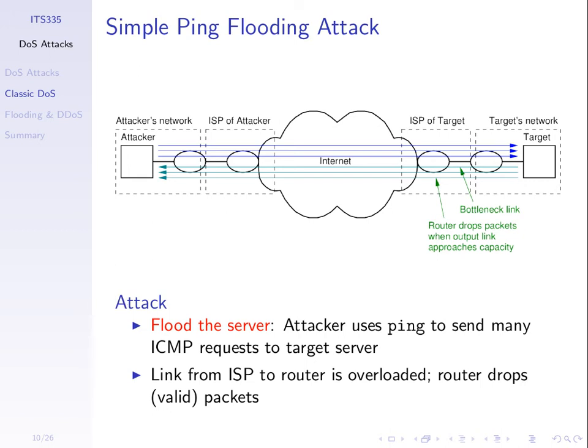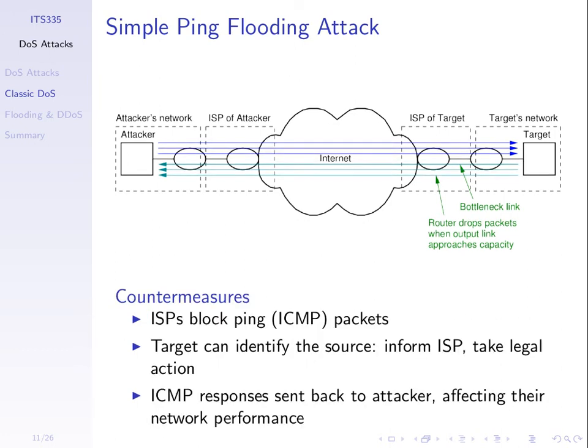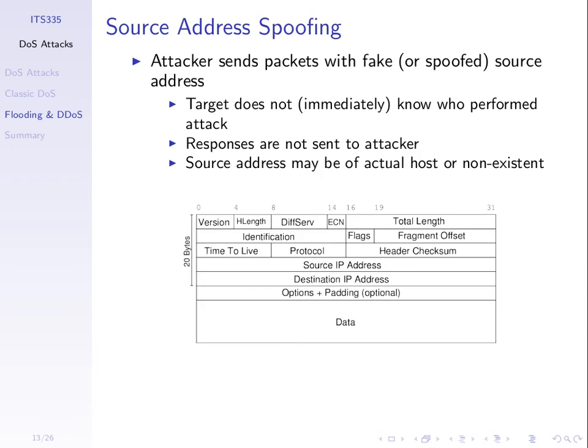If they did manage to send, the idea is they send many packets per second to the target, and the target sends back. The way for the attacker to be blocked in this case is for an ISP to block ping packets, but that means ping will not work for normal people. To identify the source, since we're using our original IP address, the target can identify who's doing the attack and then take some action. And the other problem is the attacker needs high performance to do this. So the next thing we said was to use a fake source address.